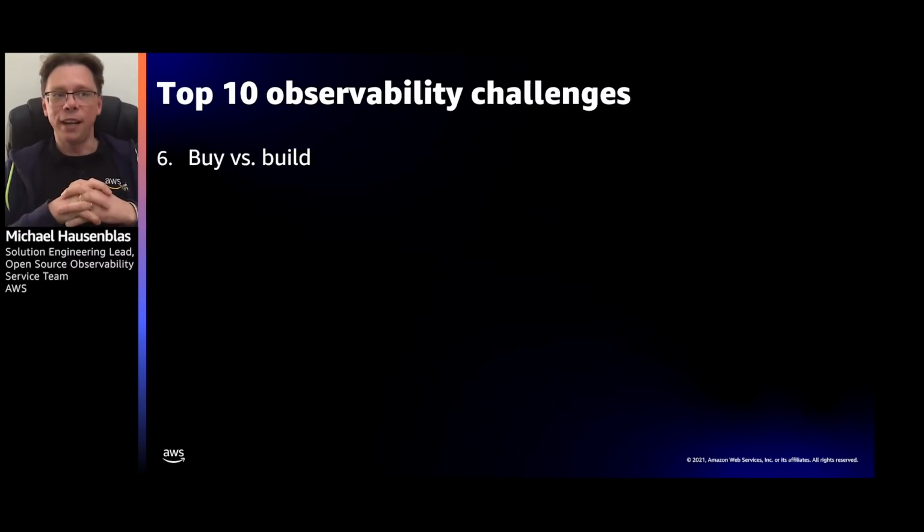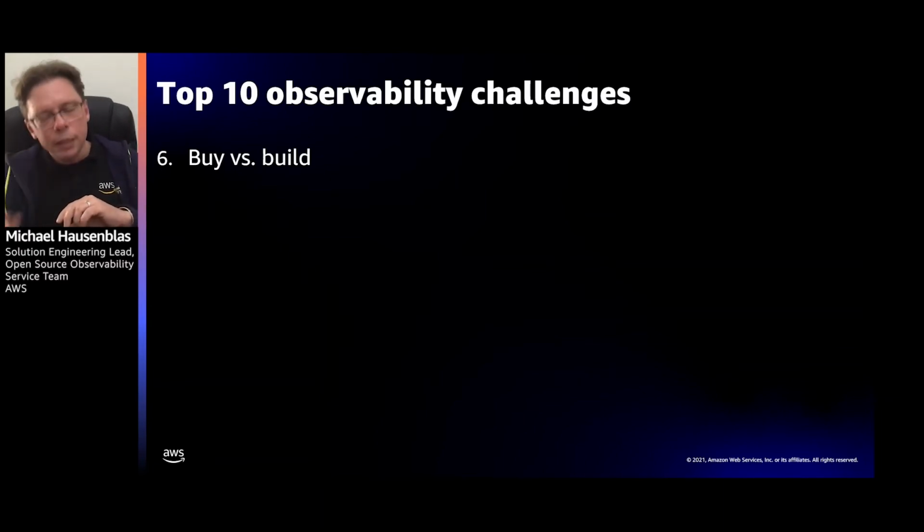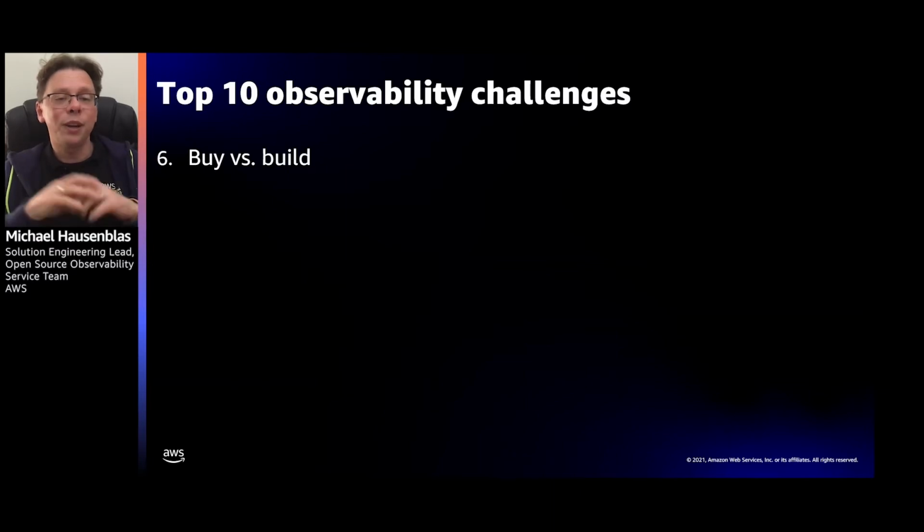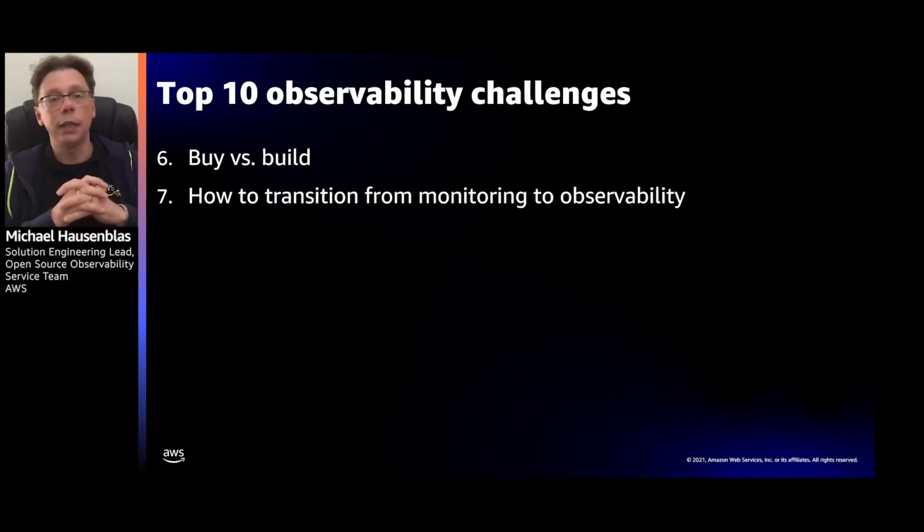Moving on with buy versus build. Now, buy versus build is not an observability-specific challenge per se, but because of the dynamics and because of the newness of the whole ecosystem, you do want to pay attention to it. And I've seen that happening quite often, where you need to decide, am I going to build a certain integration myself, or am I going to wait until, for example, AWS offers it?